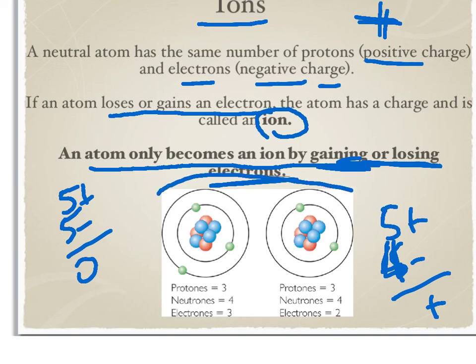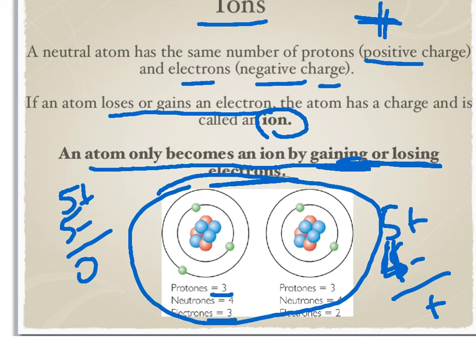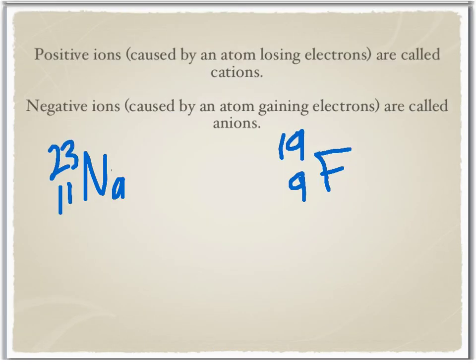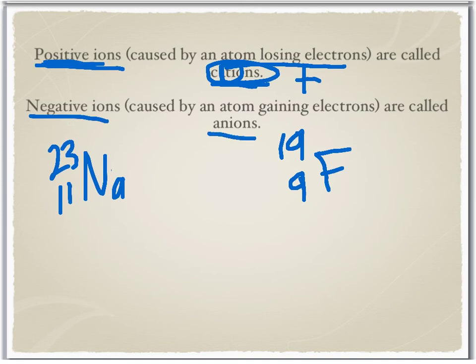So here, in this picture, we've got an atom that has 3 protons and 3 electrons. It's neutral. Over here, though, it has 3 protons and only 2 electrons. It has one more positive than negative, so this atom would be positive, and we call it a positive ion. So positive ions, which are created by an atom losing electrons, are called cations. Maybe you can remember they're positive because the word cation has a T in it, which kind of looks like a plus sign. Negative ions are called anions.